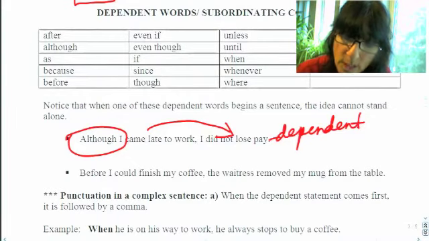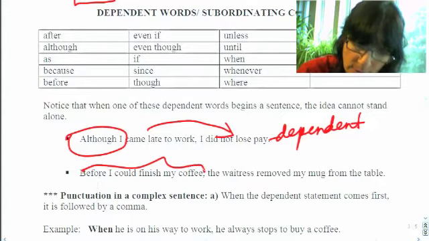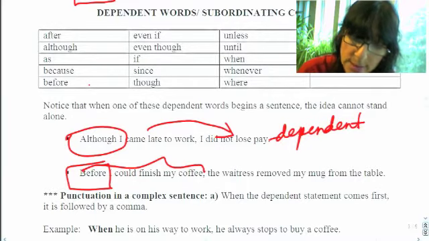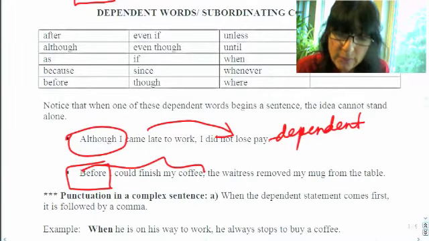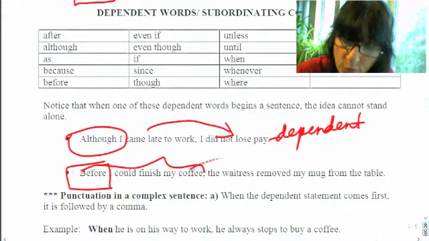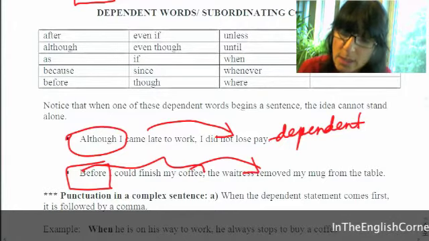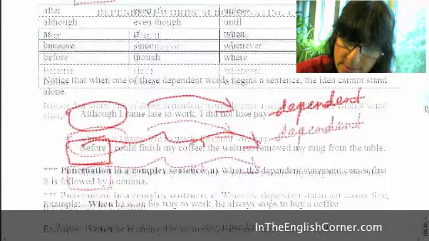The second one, before I could finish my coffee, the waitress removed my mug from the table. There's your dependent clause right there, because you're starting with the word before, which is here in the list. It's a dependent word. You can't leave it on its own. So you can't say before I could finish my coffee, period. You have to join it to this complete thought, the waitress removed my mug from the table. And that's why it's a complex sentence.